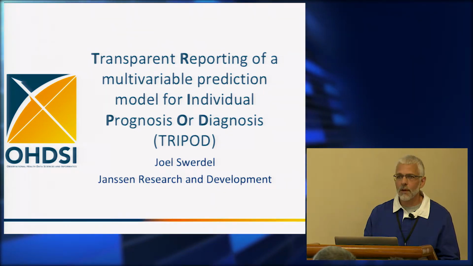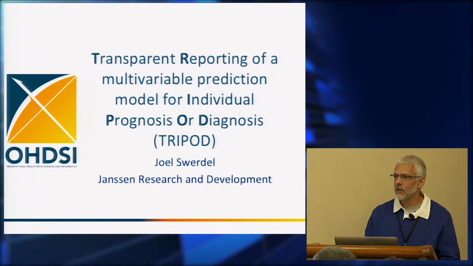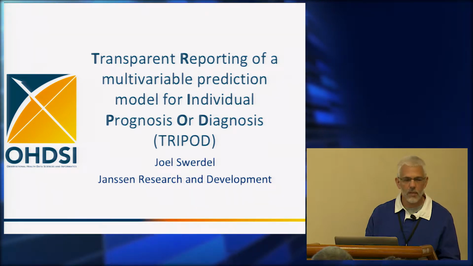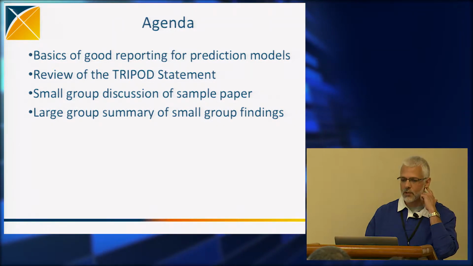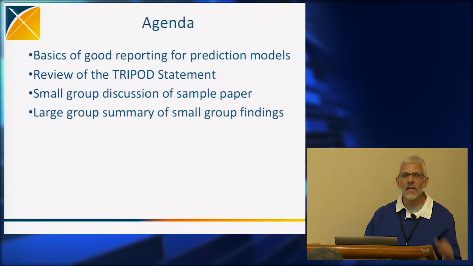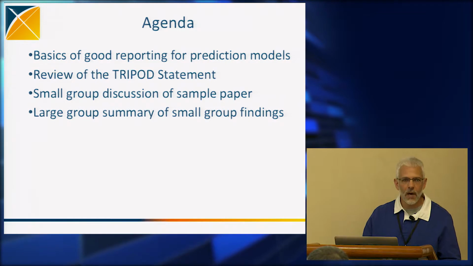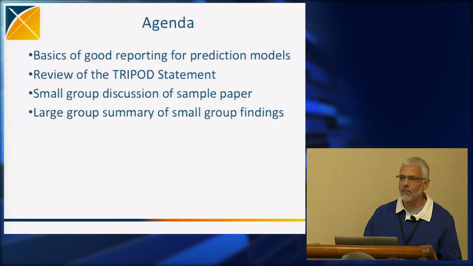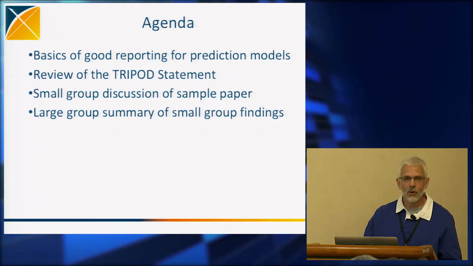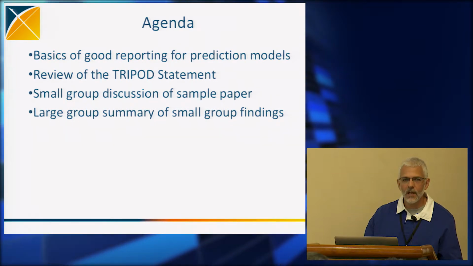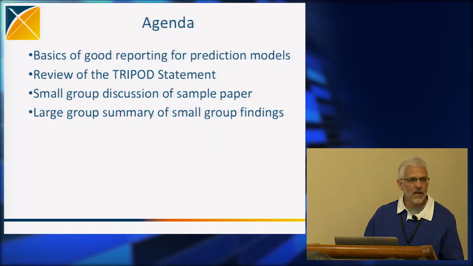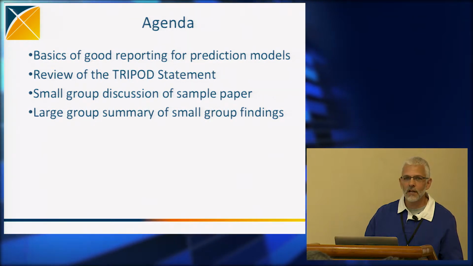So I'm going to talk a little bit about the TRIPOD statement that you all saw in some of the materials that we handed out before. For this, we're going to talk about some of the basics of good reporting for prediction models, and the importance of good reporting. Then we're going to review some of the more important elements of the TRIPOD statement. And then we're going to break from lecturing, and we'll have a group discussion.